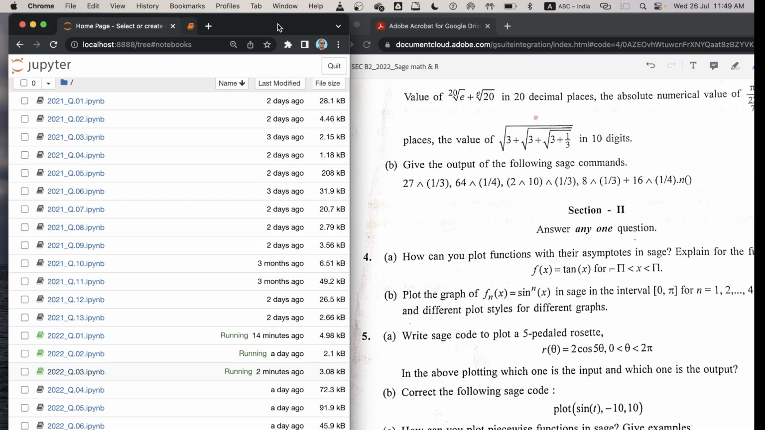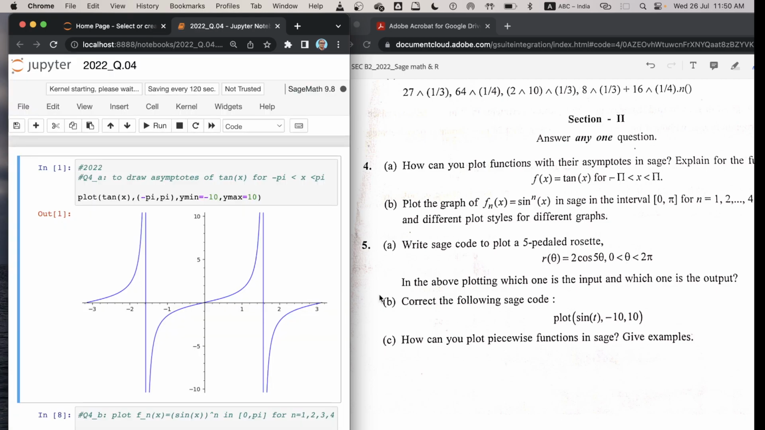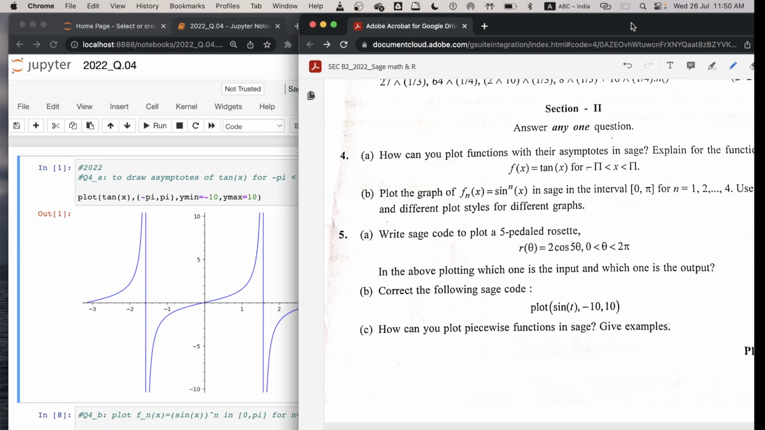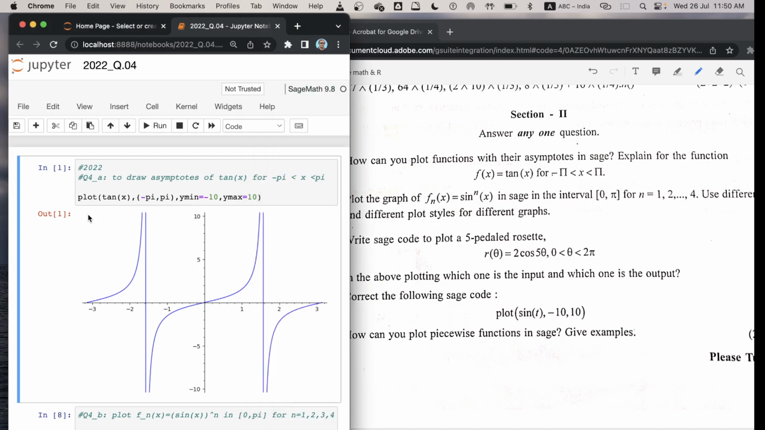Next question, section 2, 4a. How can you plot functions with their asymptotes in Sage? Explain for the function f(x) equals tan x for minus pi less than x less than pi. So the answer to question 4a is the Sage code: plot(tan(x), (x, -pi, pi), ymin=-10, ymax=10).